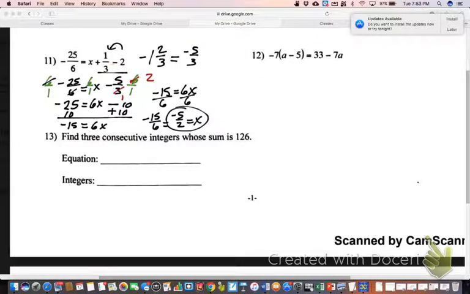For number 12, I also have distributive property again that I need to do. So negative 7 times a is negative 7a. Negative 7 times negative 5 is plus 35.